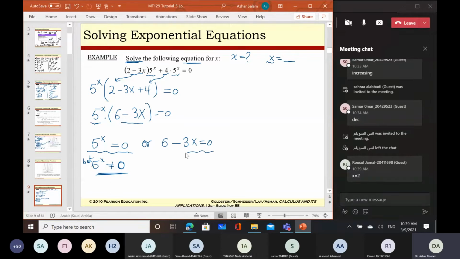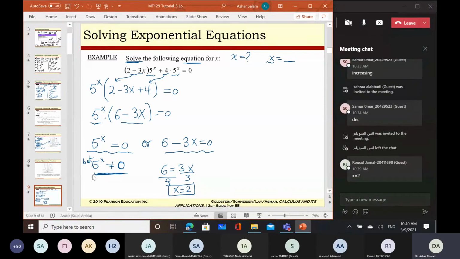So the only possibility here is that this bracket is equal to 0. So here 6 equals 3x. I will divide by 3 both sides. I will have x equals 2. This is the result, okay?